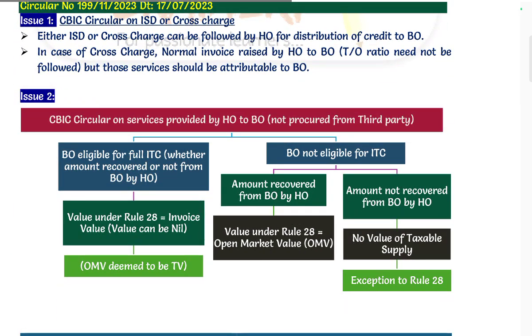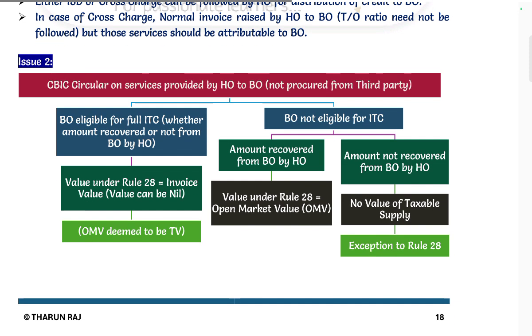In the CBA case, the service is procured by the head office from a third party. The BO is eligible for full ITC where the amount is recovered from the BO by the head office. Where the amount is not recovered from the BO by the head office, the BO is not eligible for ITC.